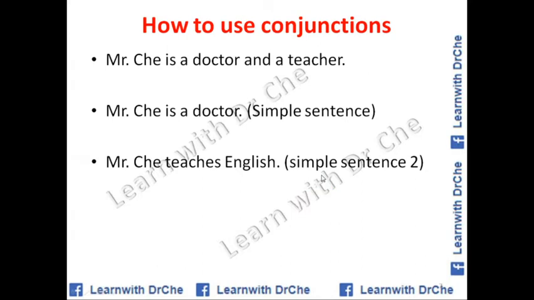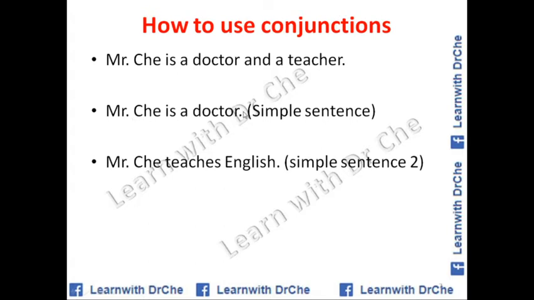Fanboys. How to use conjunctions? Let us see. Mr. Che is a doctor and a teacher. Now and is used to join two nouns, doctor and teacher. Mr. Che is a doctor and a teacher, used to join two nouns.